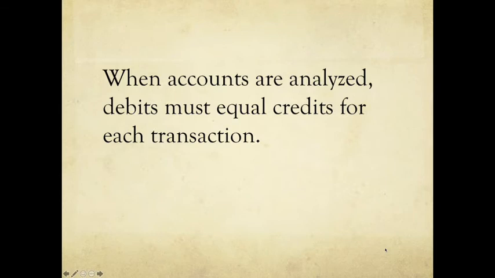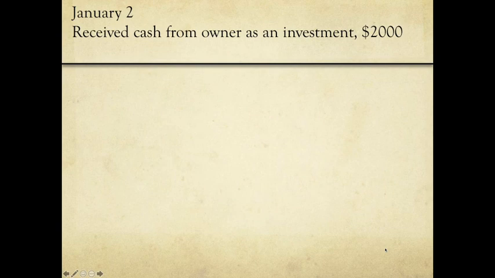When accounts are analyzed, debits must always equal the credits for each transaction. So whenever you create your accounts with your T accounts or whatever in your journal, your debits must always equal your credits for every transaction. So let's take a look at the first one, and you can do this along with me on your paper. On January 2nd, we received cash from the owner as an investment, $2,000.